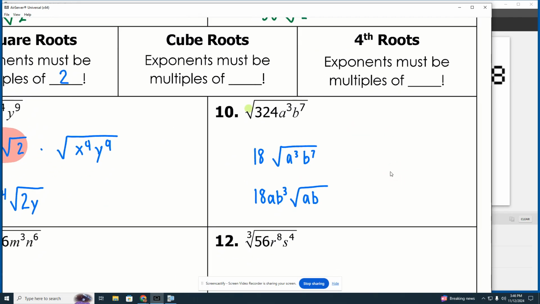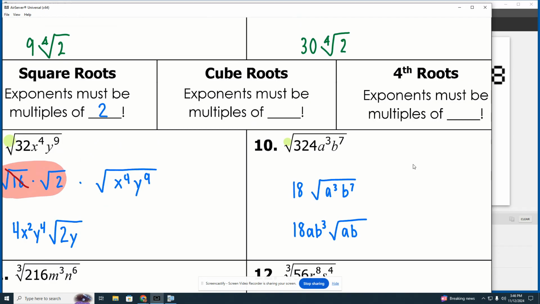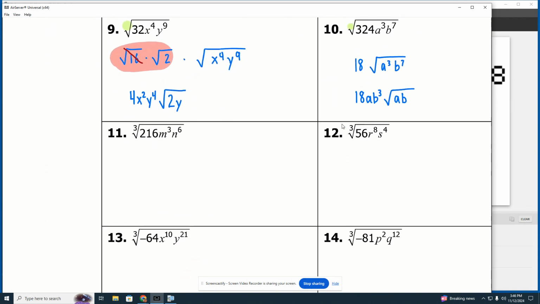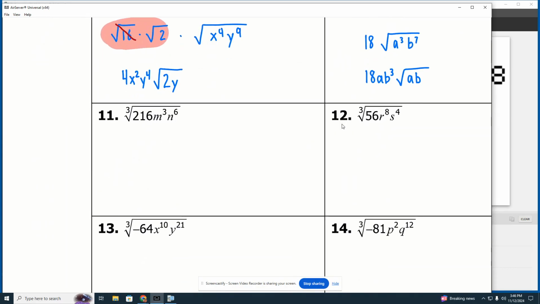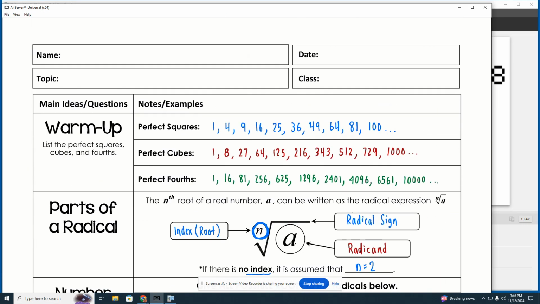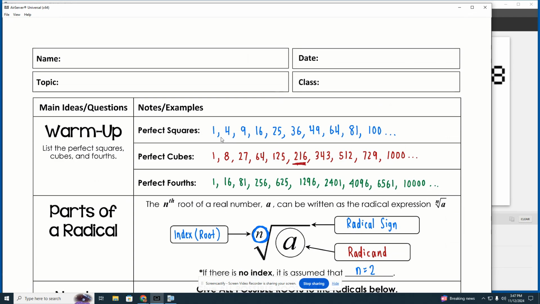So as we move to the next grouping, we're moving into cube roots. And in order for a variable to escape cube roots, it has to be a multiple of 3. Okay, hey, that's not rocket science here. I hope that makes sense. So look at number 11. It's a cube root. Let's worry about the number first. 216. Is 216 a part of my perfect cubes? Well, let's go up here and look. Yeah, 216 is a part of my perfect cubes.